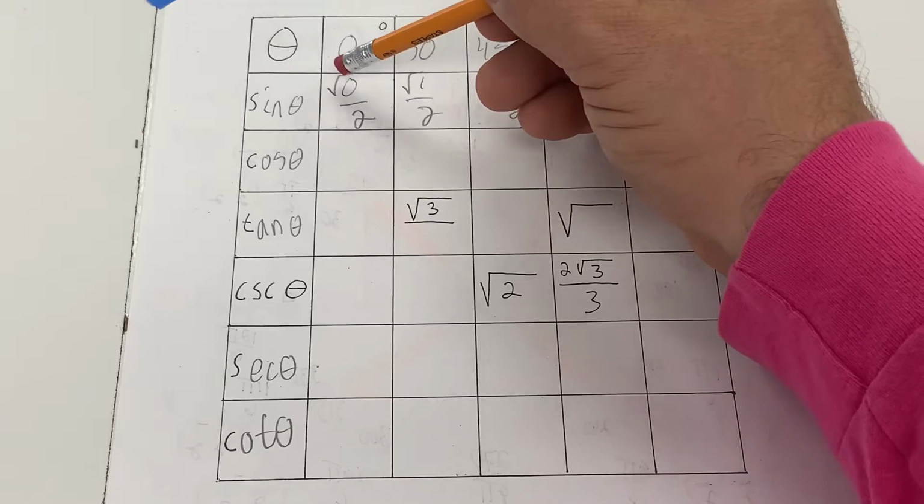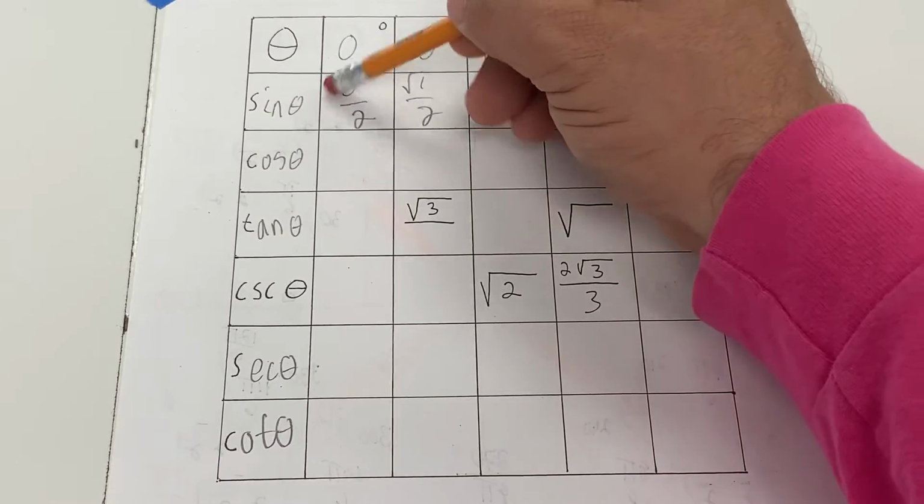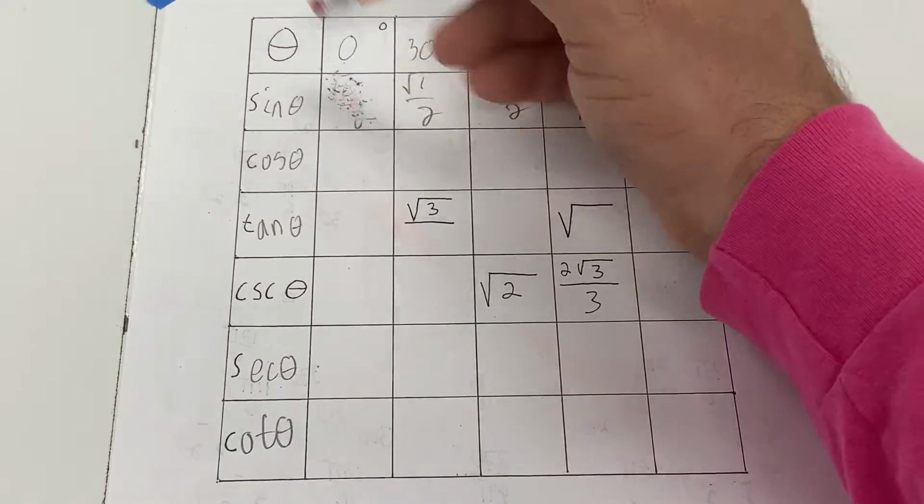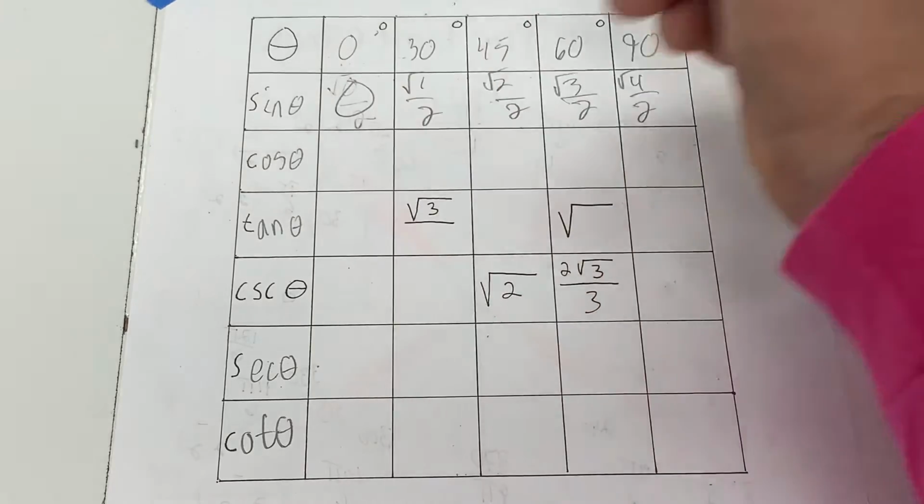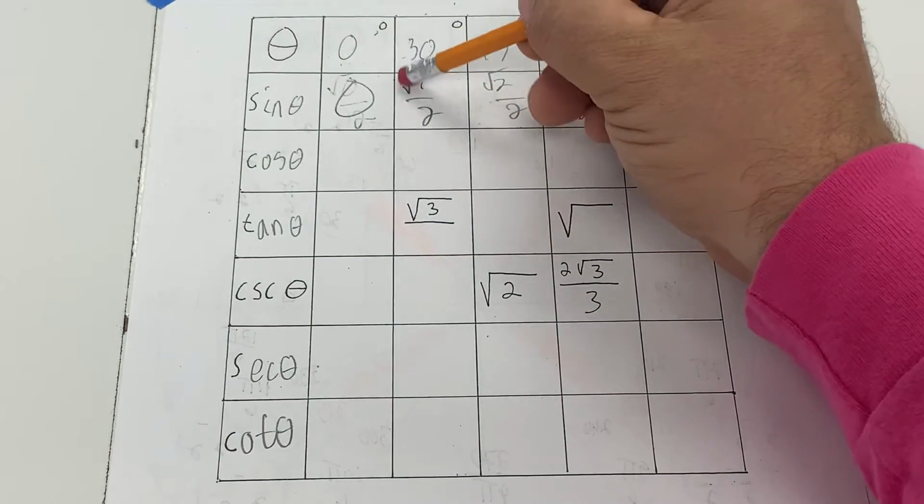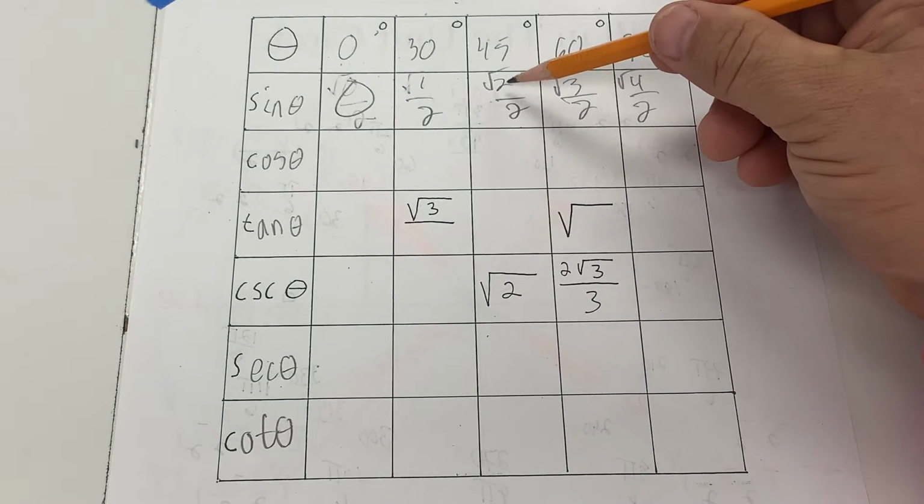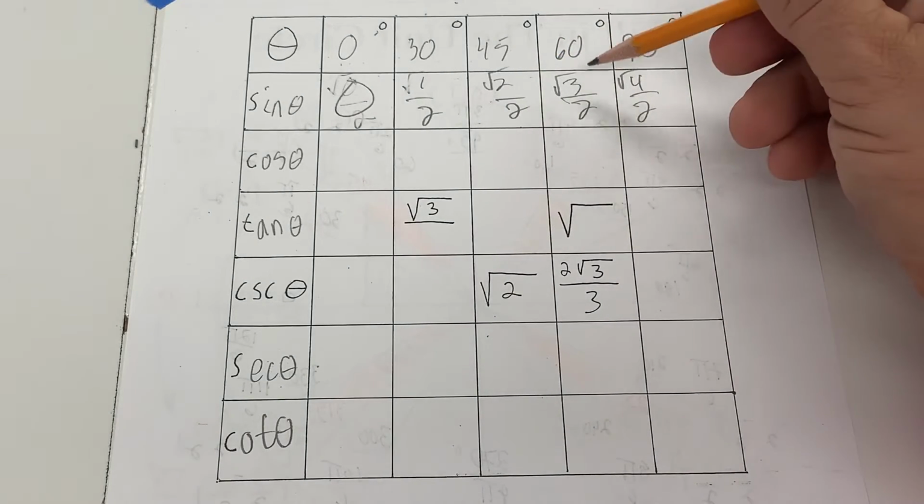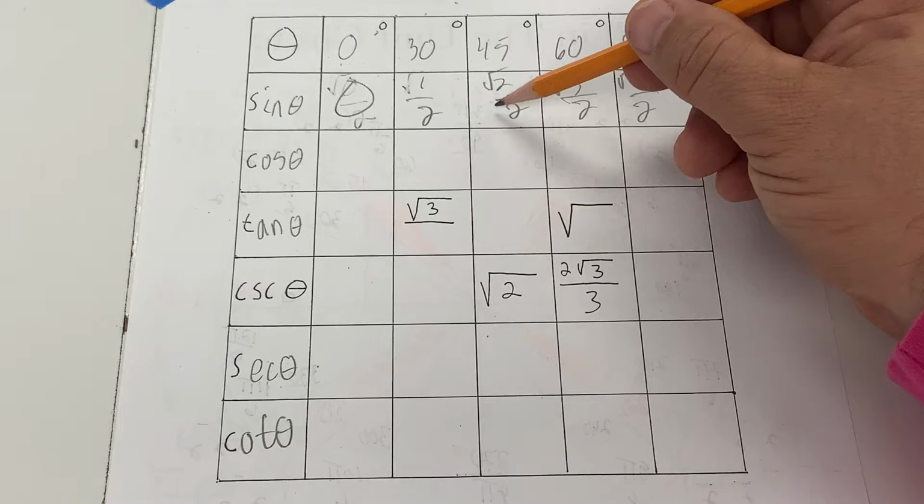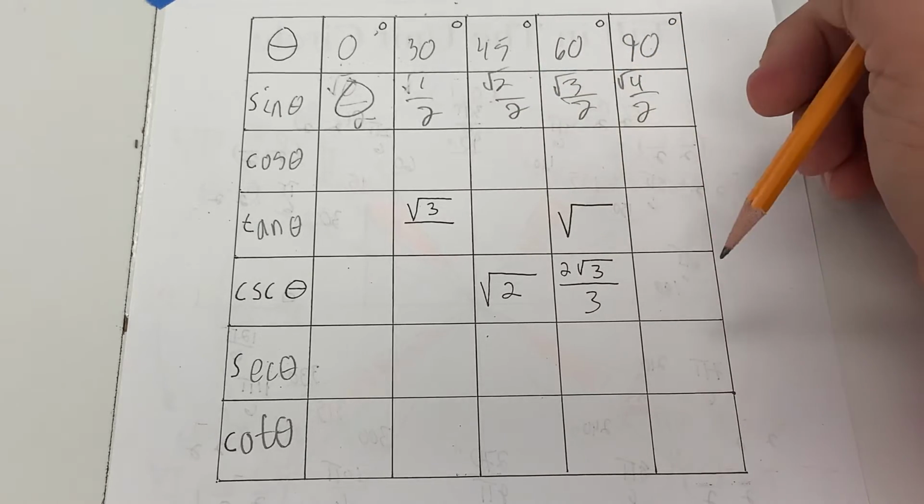So what's the square root of 0? Well, the square root of 0 is 0. And 0 divided by 2, that's 0. The square root of 1 is 1. So that'll simplify to just 1/2. Square root of 2, you can't simplify. The square root of 3, you can't simplify. So 45 degrees and 60 degrees, you can't simplify.